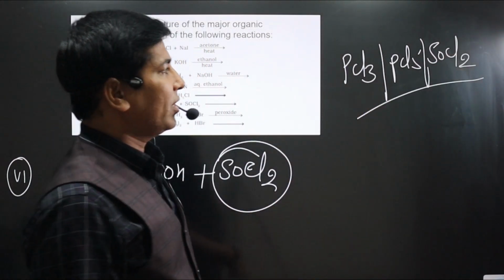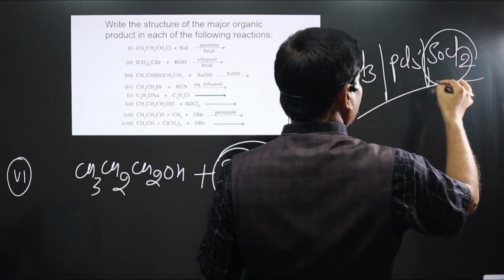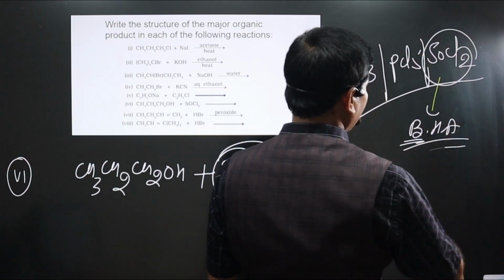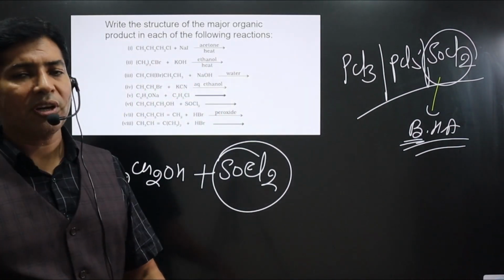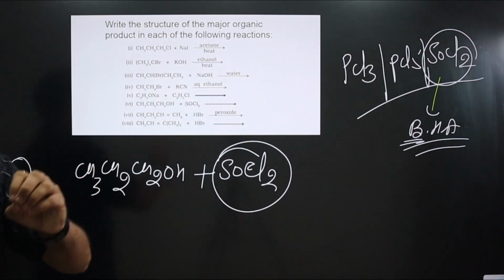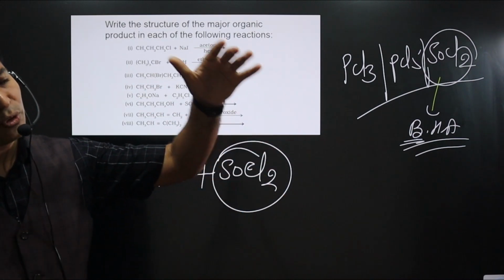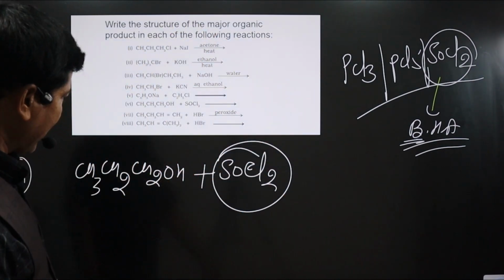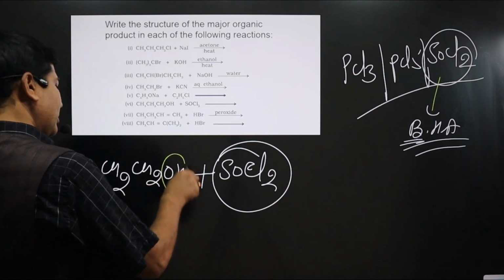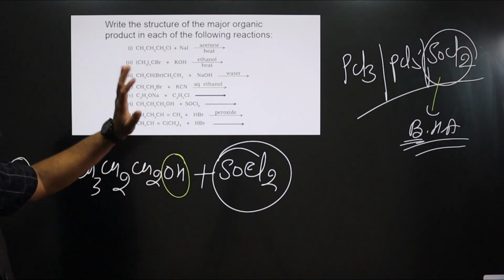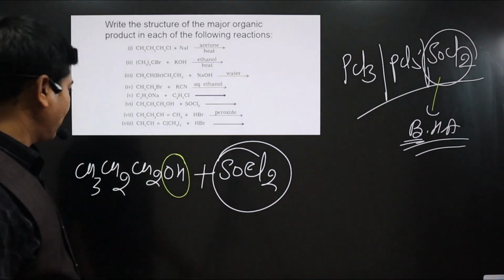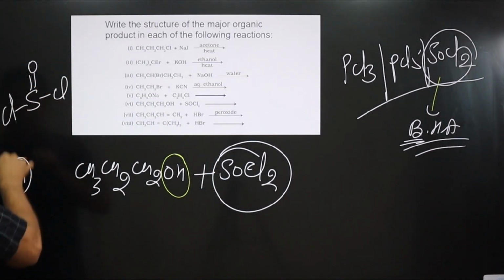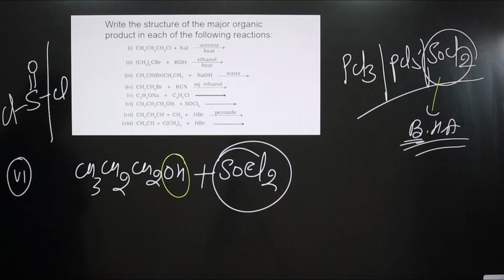But out of these three, SOCl2 is considered a better halogenating agent. Why? Because whatever byproducts are found in this chemical reaction are gases, and these gases automatically escape. So we get only the final product. In this case, OH will be replaced by Cl. If you look at the structure here, this is SO, and this is Cl and this is Cl. Break it from here.